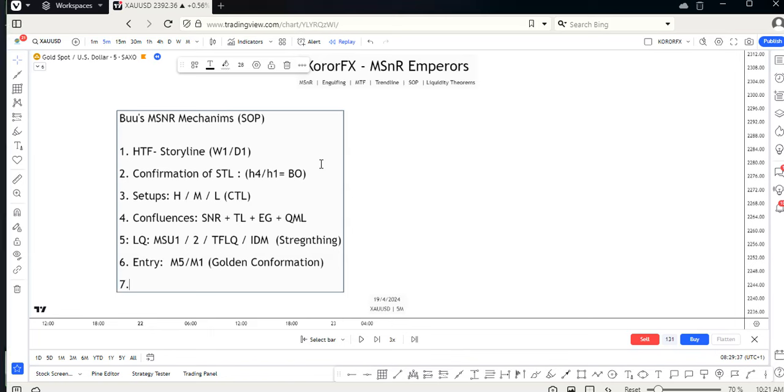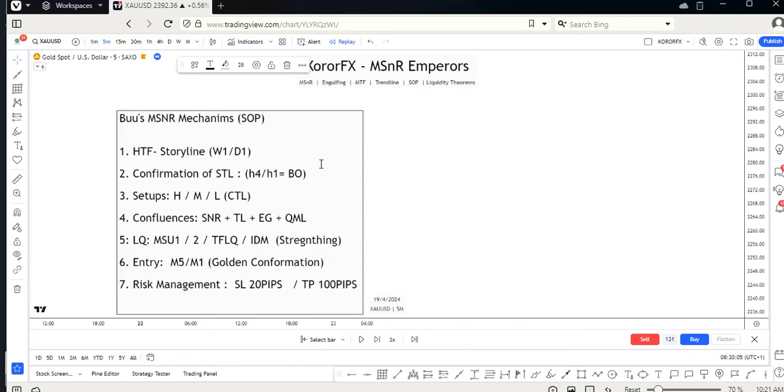So, okay, this is risk management. For the risk management, SL 20 pips, and then TP 100 pips. I hope you got it. So this is scalping, okay? No, this is intraday entry.